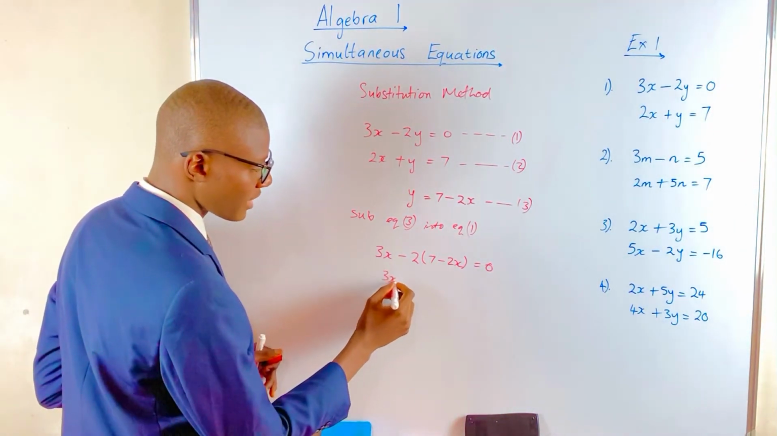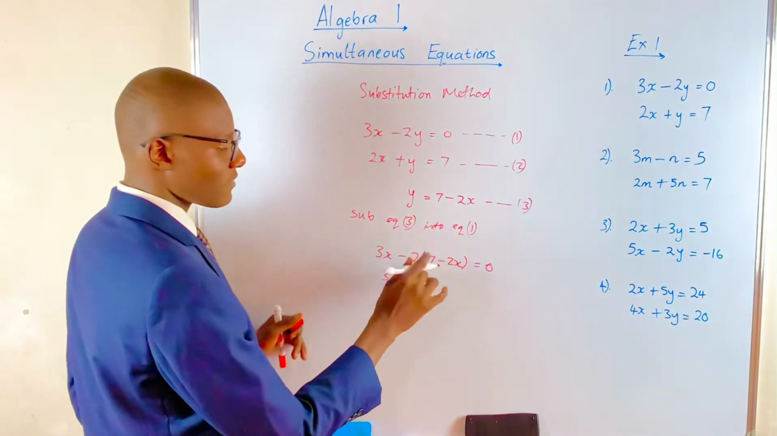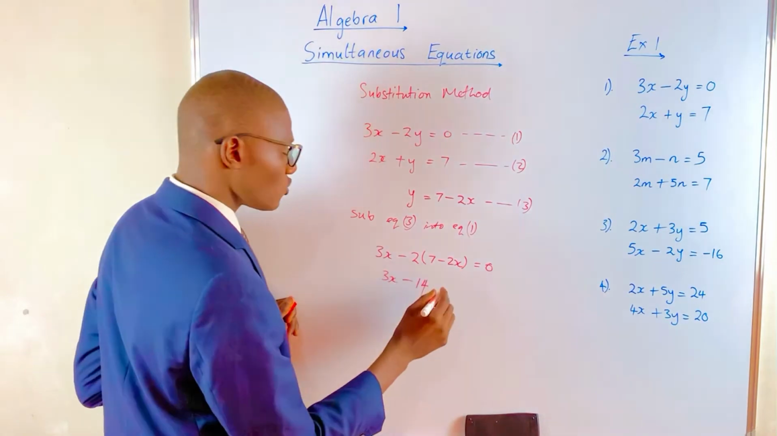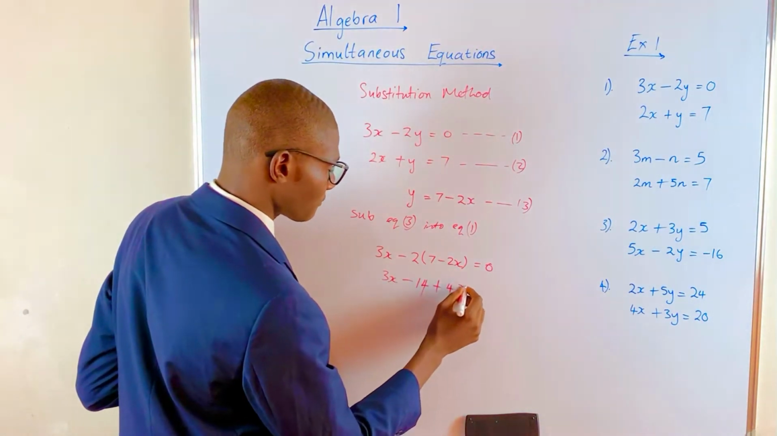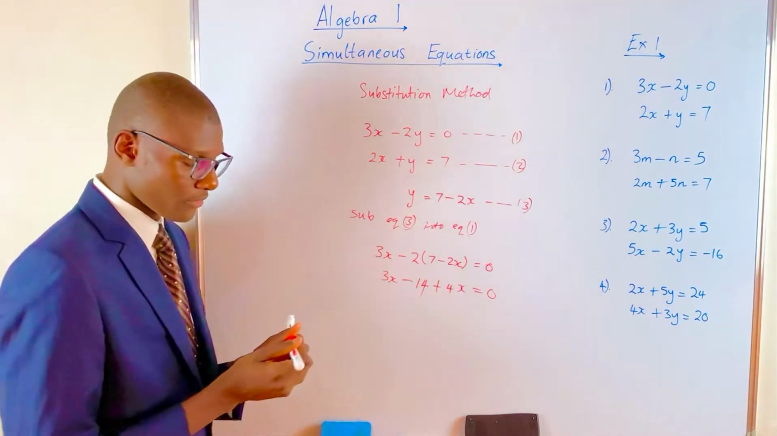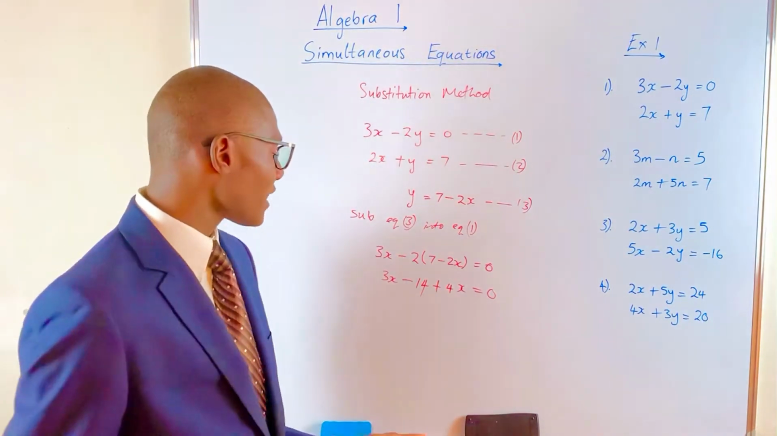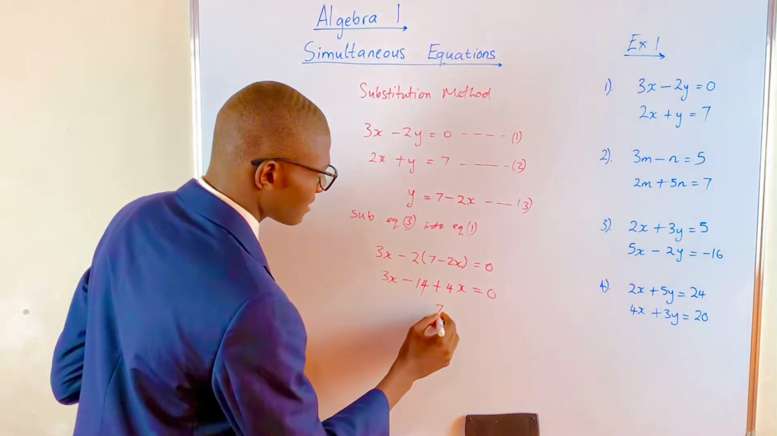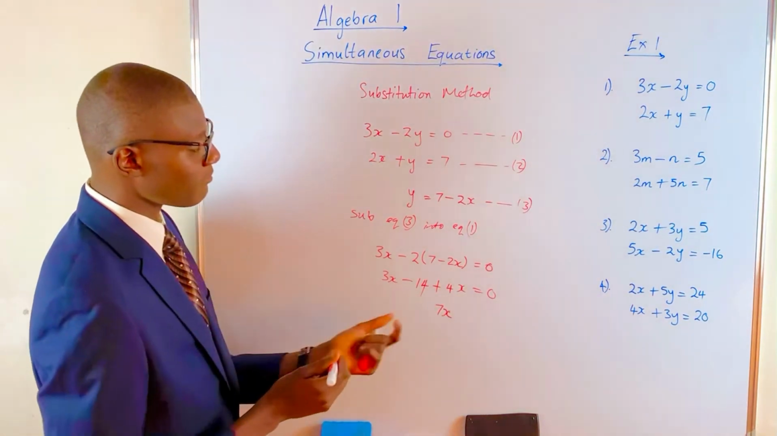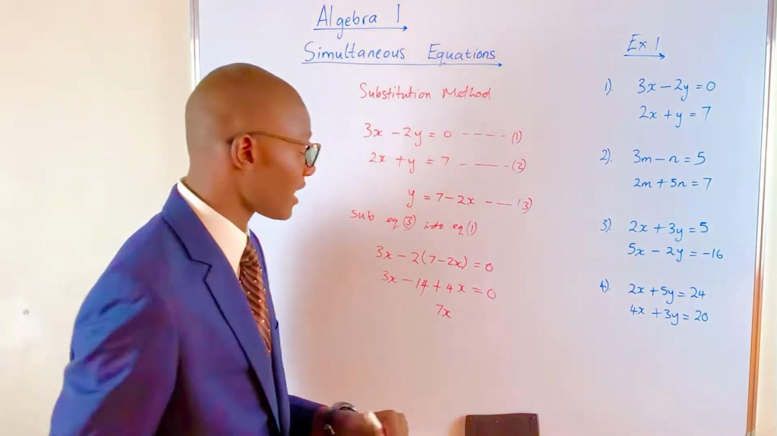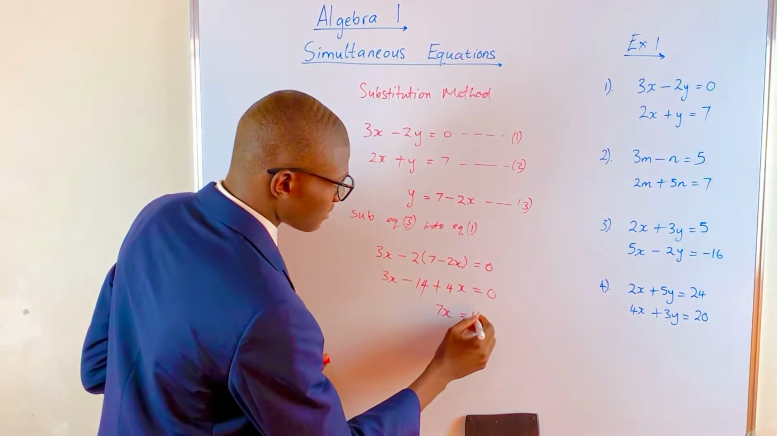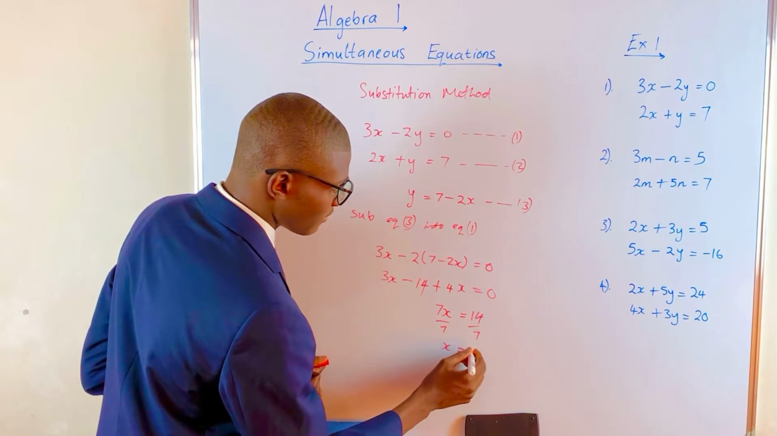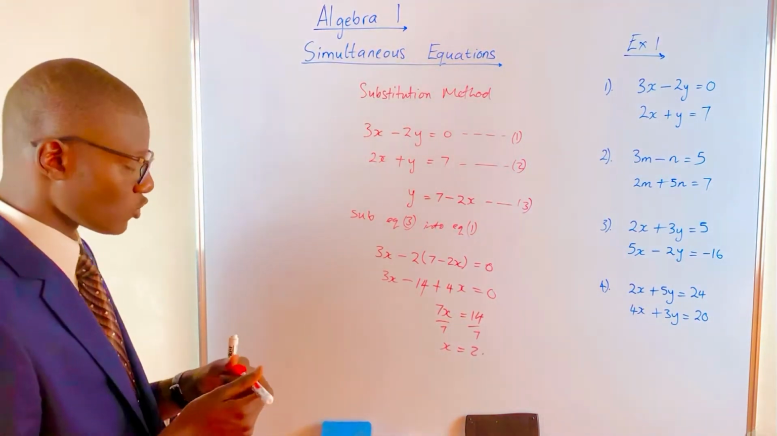So removing the brackets, 3x minus 2 times 7, we get minus 14. And then minus 2 times minus 2x, we get a plus 4x, being equal to 0. Now grouping like terms, we've got 3x plus 4x, which will give us 7x. Then we take minus 14 to the right hand side, and the sign will change to a positive. Now solving for x, we divide both sides by 7, such that x would be equal to 2.